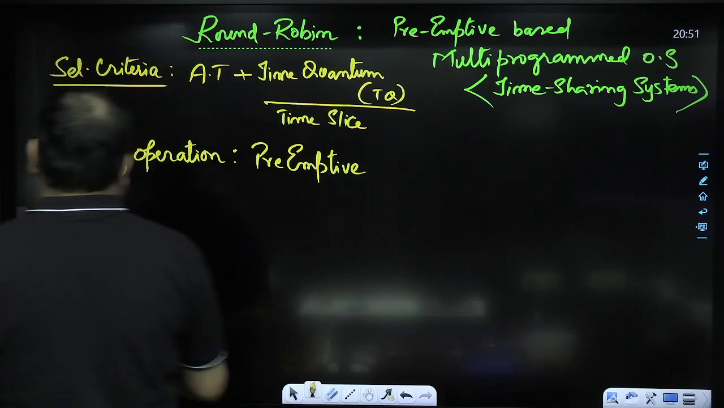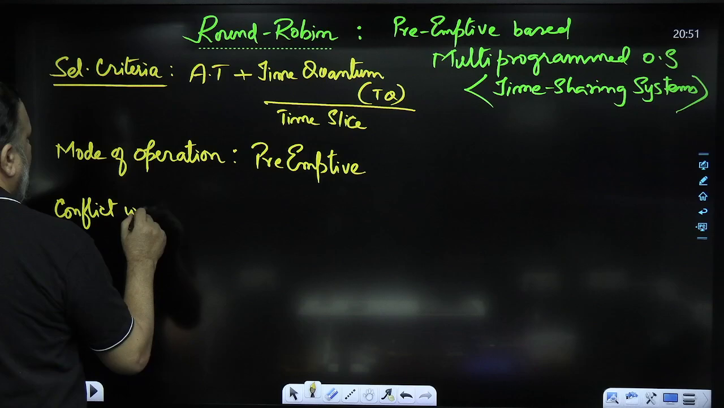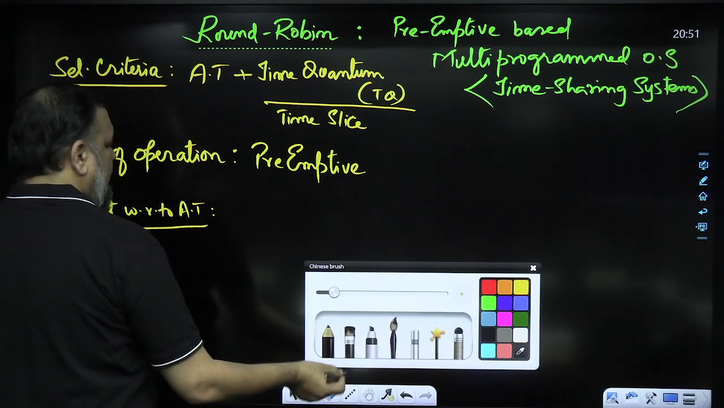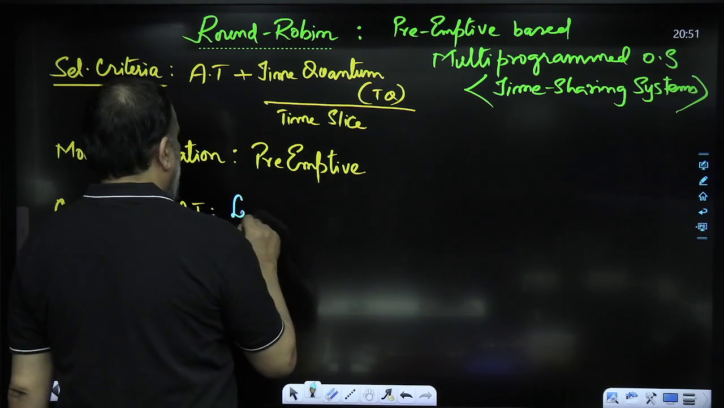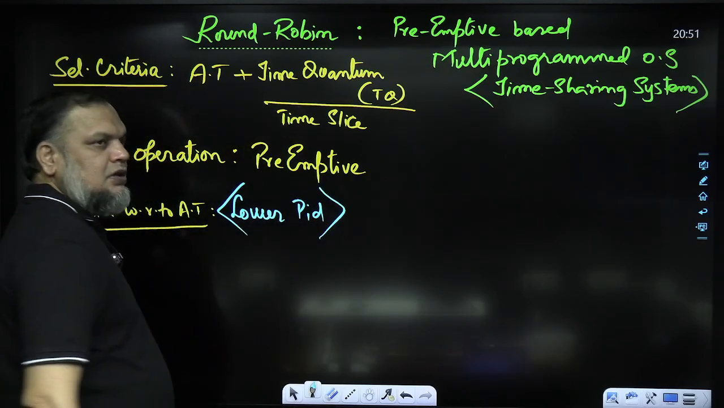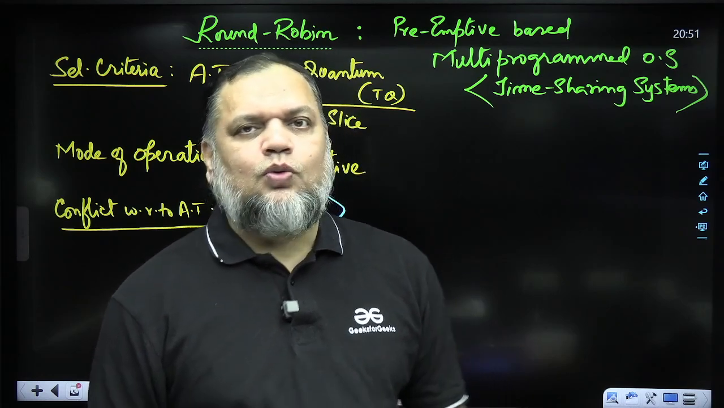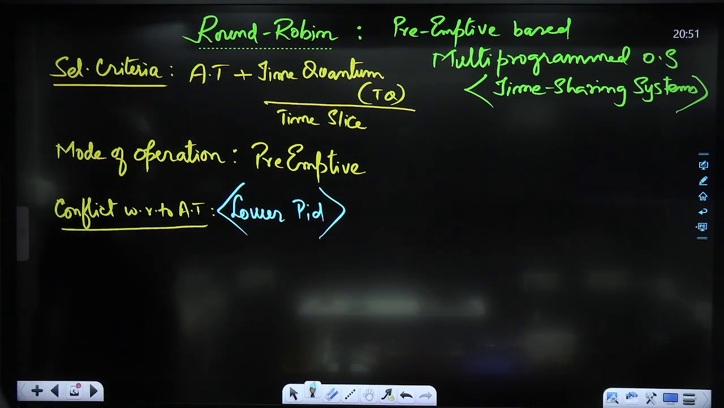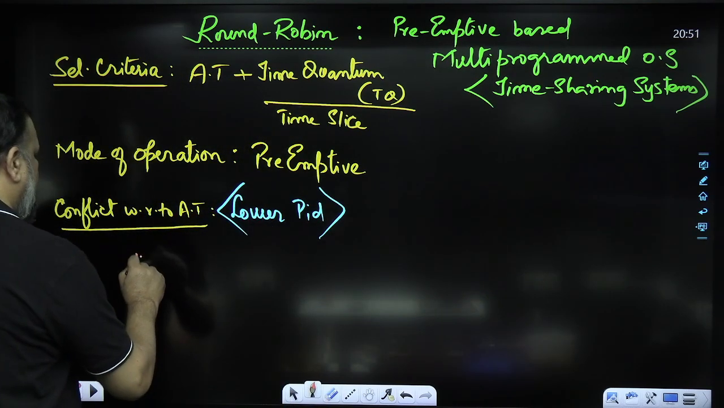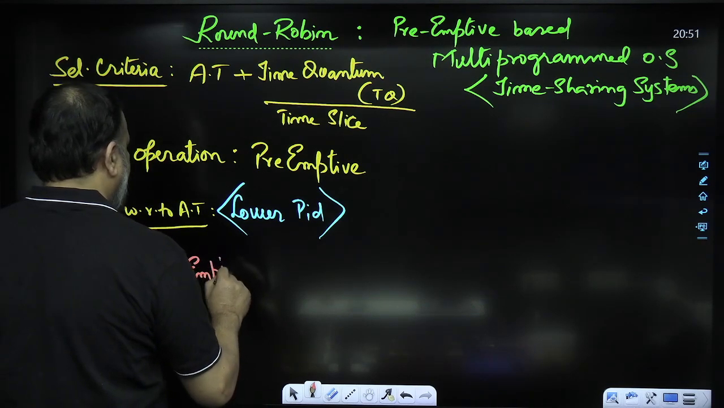Just in case we have any conflict with respect to arrival time, we will resolve it in favor of the lower process ID. That is, if there are multiple processes present in the queue with the same arrival time, the one which is going to be taken up first is the one having the lower process ID. Here I would like to make a statement before I take up the numericals to make you understand the ideology: preemption of the running process.